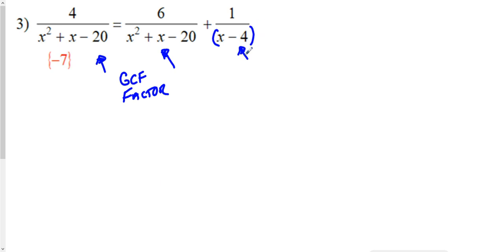We have x minus 4. We hope that the x squared plus x minus 20 has a factor of x minus 4. That would be really nice for our least common denominator. So let's go ahead and factor x squared plus x minus 20.